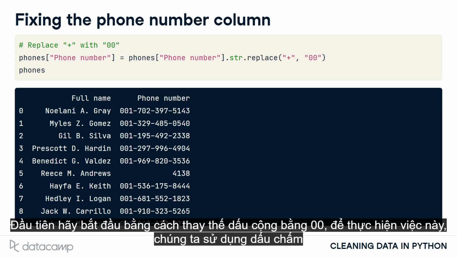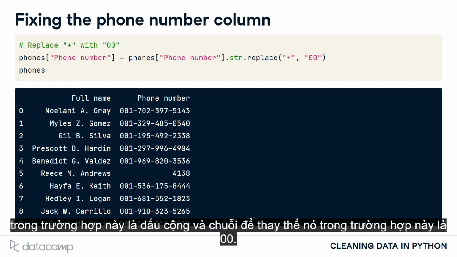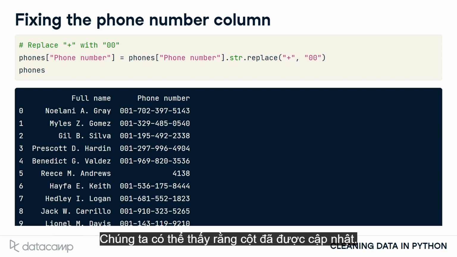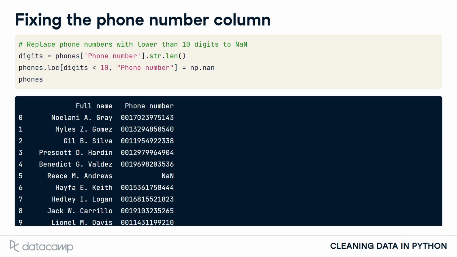Let's first begin by replacing the plus sign with 00. To do this, we use the .str.replace method, which takes in two values: the string being replaced, which is in this case the plus sign, and the string to replace it with, which is in this case 00. We can see that the column has been updated. We use the same exact technique to remove the dashes by replacing the dash symbol with an empty string.